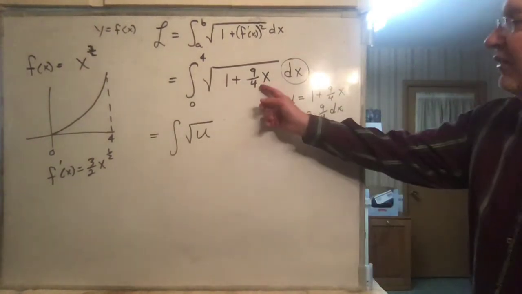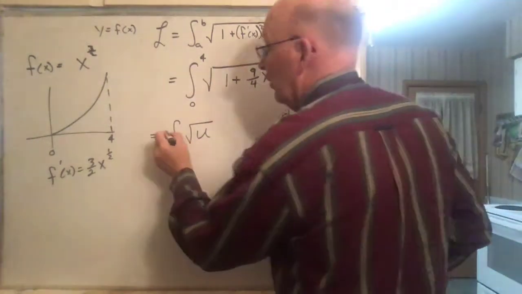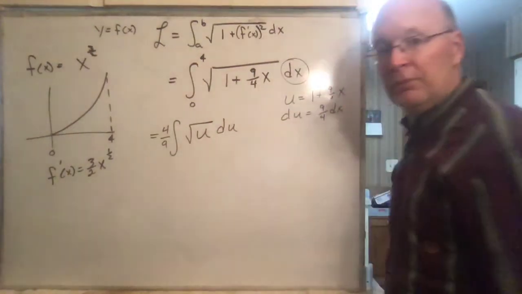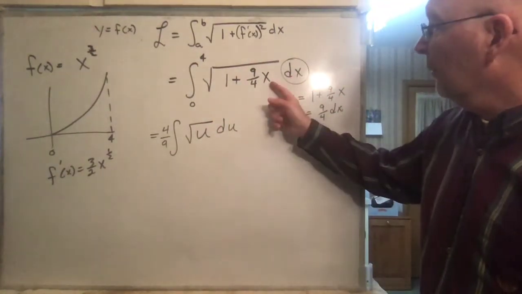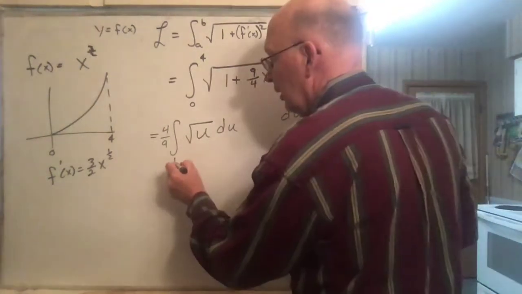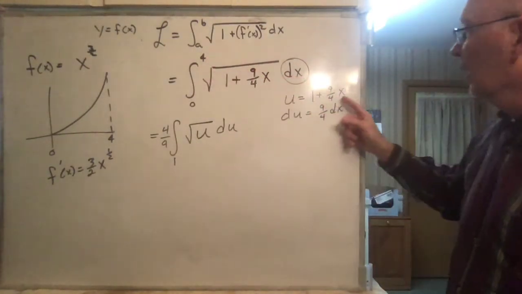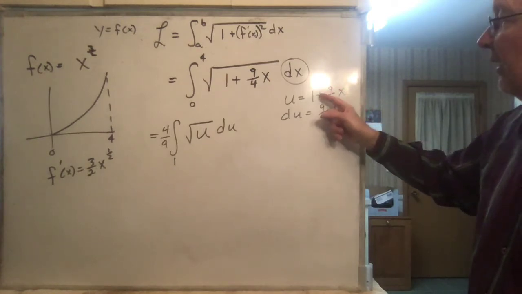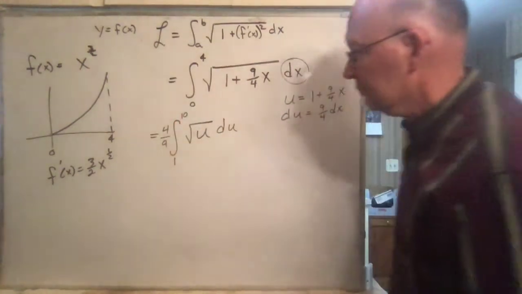That takes care of all this stuff. dx is going to be 4/9 du. So here we can put the 4/9 out in front. There's our du. We need to change the limits of integration. When the dummy variable x is equal to 0, u is going to be 1. And when x is equal to 4, u is going to be what? 4 over 4 is 1, times 9 is 9, plus 1 is 10. So it's going to be 10 right there.